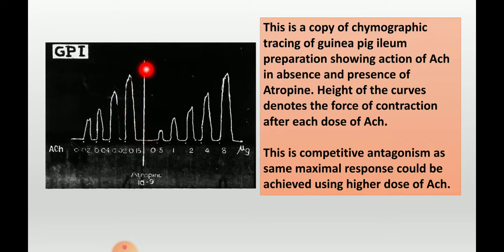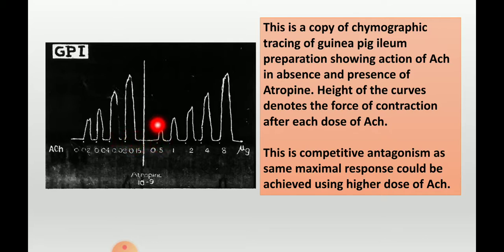Now we have given an antagonist like atropine, and it is given here, and then you have started giving acetylcholine once again, but at the previous dose it is not going to work because all the receptors are blocked. The receptors are muscarinic receptors. Muscarinic receptors are true for acetylcholine.